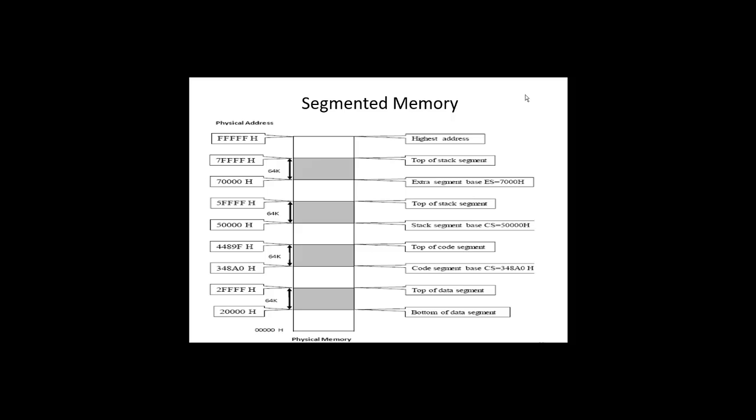Here, the capacity of the microprocessor, the maximum memory size, is what? 1 megabyte, 2 power 20. This is nothing but 1 megabyte. In the 1 megabyte memory, we have 4 segments: data segment, code segment, stack segment, and extra segment. Okay, this is the extra segment, not stack.